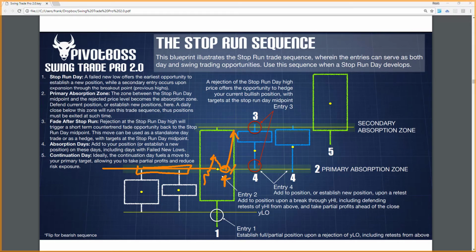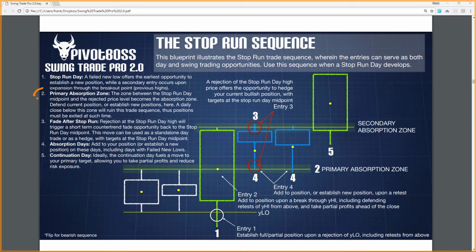So again, any failure to hold that point throughout the session or a close back below that session on a daily closing basis would negate that day. So this type of day needs to close with a high range day. It needs to close near the session highs. The midpoint needs to be at or around or at least above the breakout point, and that again would constitute a very bullish stop run day.